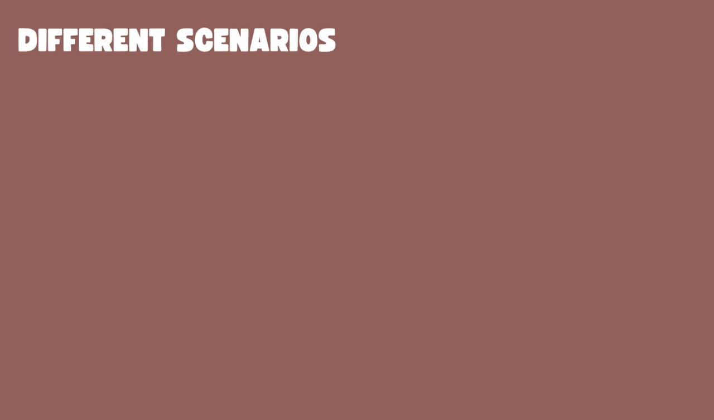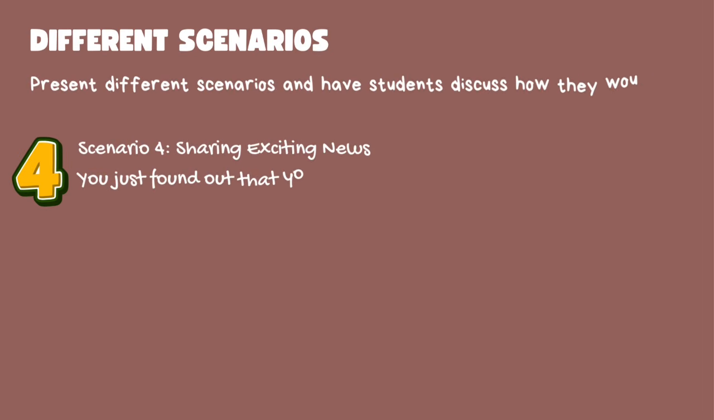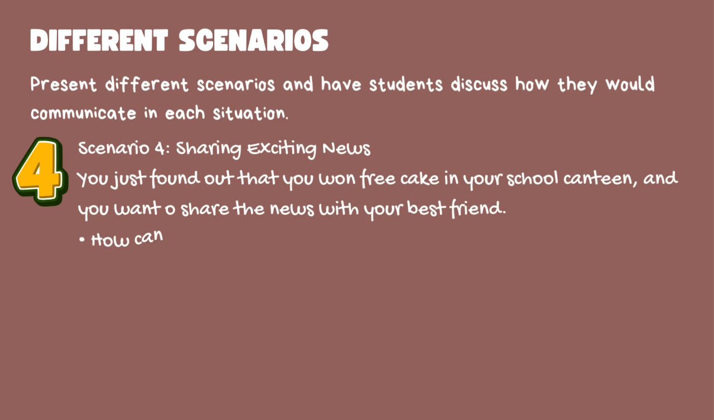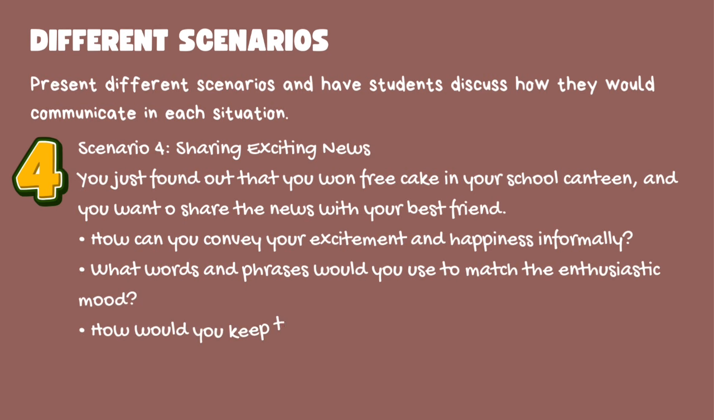Okay, scenario 4, sharing exciting news. You just found out that you won a free cake in your school canteen and you want to share the news with your best friend. Now, how can you convey your excitement and happiness informally? So use a cheerful, energetic tone and big facial expressions, a wide smile, maybe even jumping a little. Start with something fun like, guess what just happened? Okay, so number 2, what words and phrases would you use to match the enthusiastic mood?